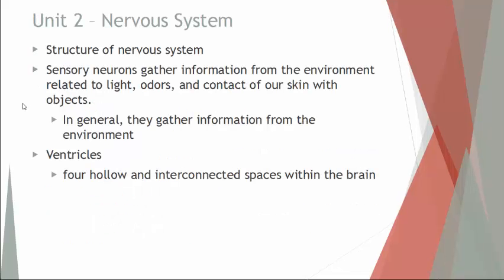Okay, for this unit, we will talk about the nervous system. We'll talk about the general structure of the nervous system, some basic components of it, and how it works. First of all, the basic structure of the nervous system. The nervous system has two main divisions.